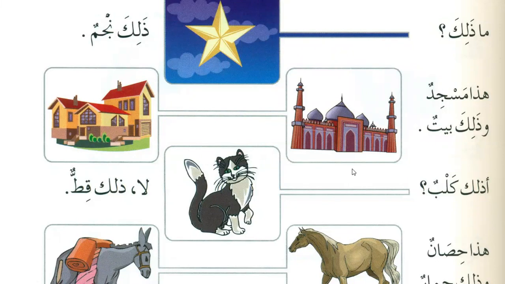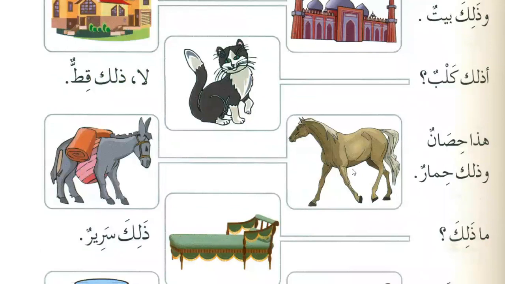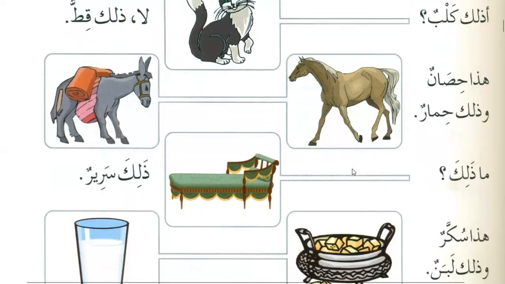A dhalika kalbun? La, dhalika qittun. Is that a dog? No, that's a cat. Hada hisan. Hada hisan wa dhalika himar. This one here is a horse, and that one over there is a donkey. How do you call that? Donkey.